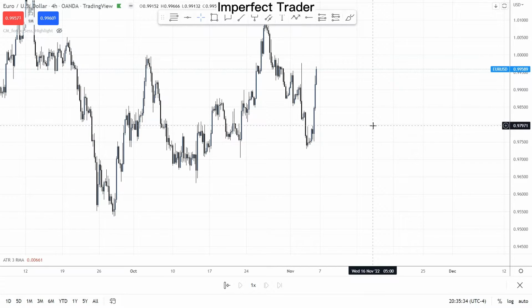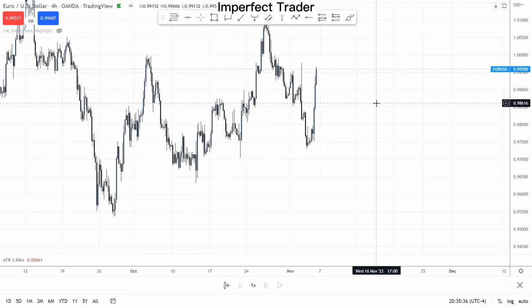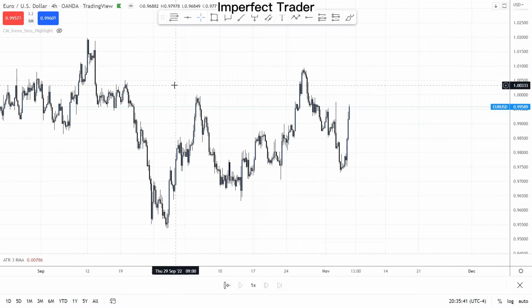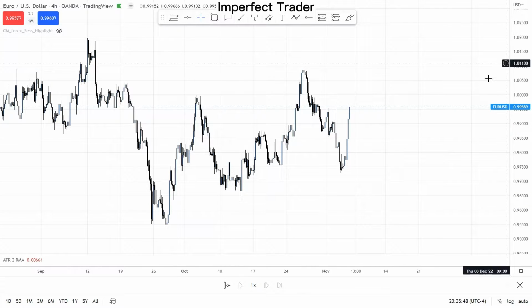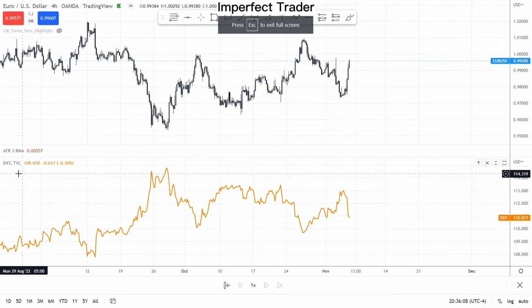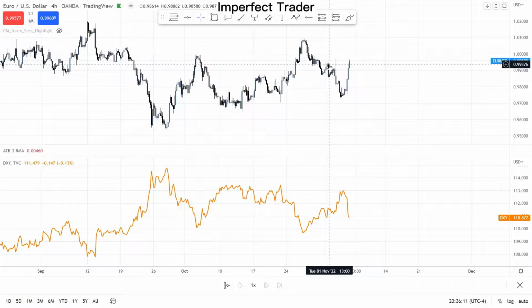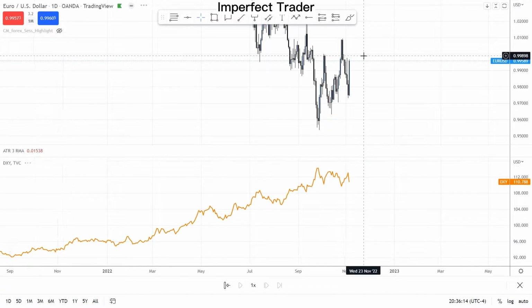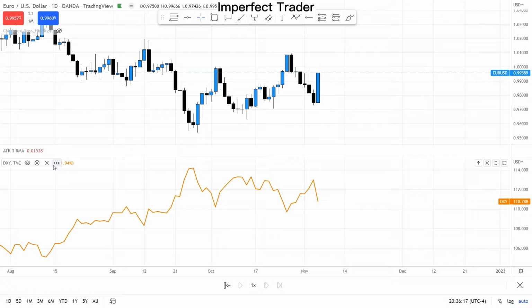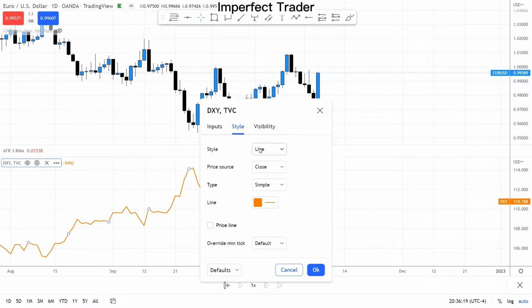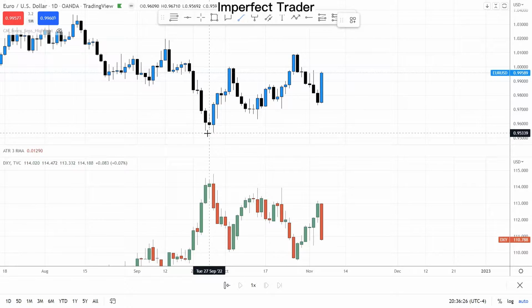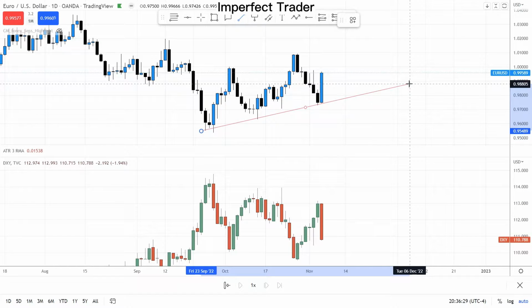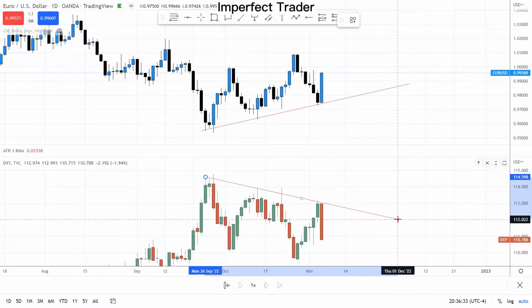So I'm gonna draw everything from the beginning so you can have an idea of how I frame the setup itself. So here is EU, and here we have DXY and EU on the daily timeframe right here. Let me change this one into a candle. So if you see from here, both are heading toward the upside, isn't it? This one is heading to the downside.